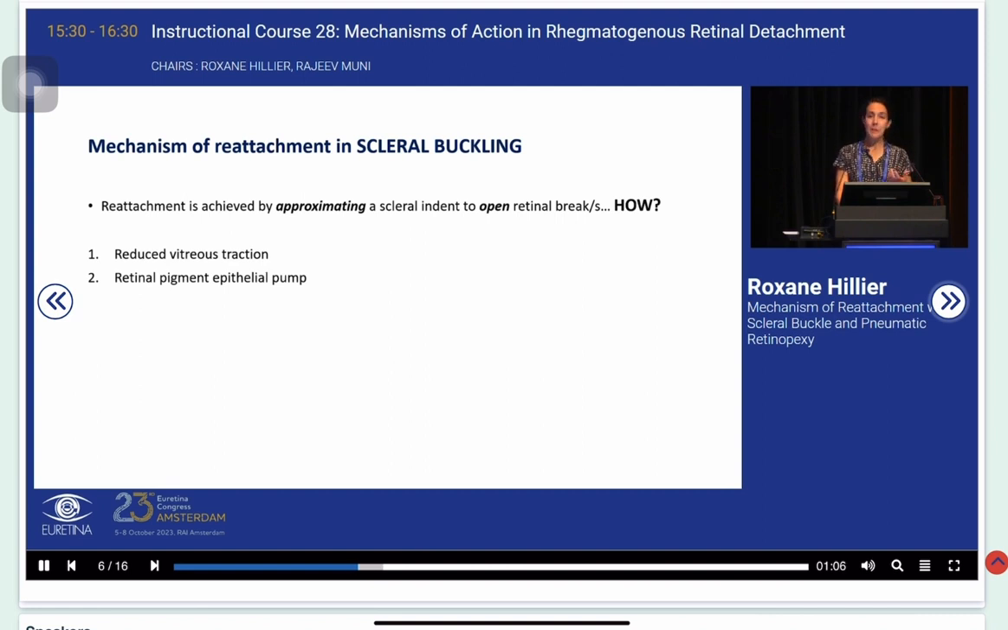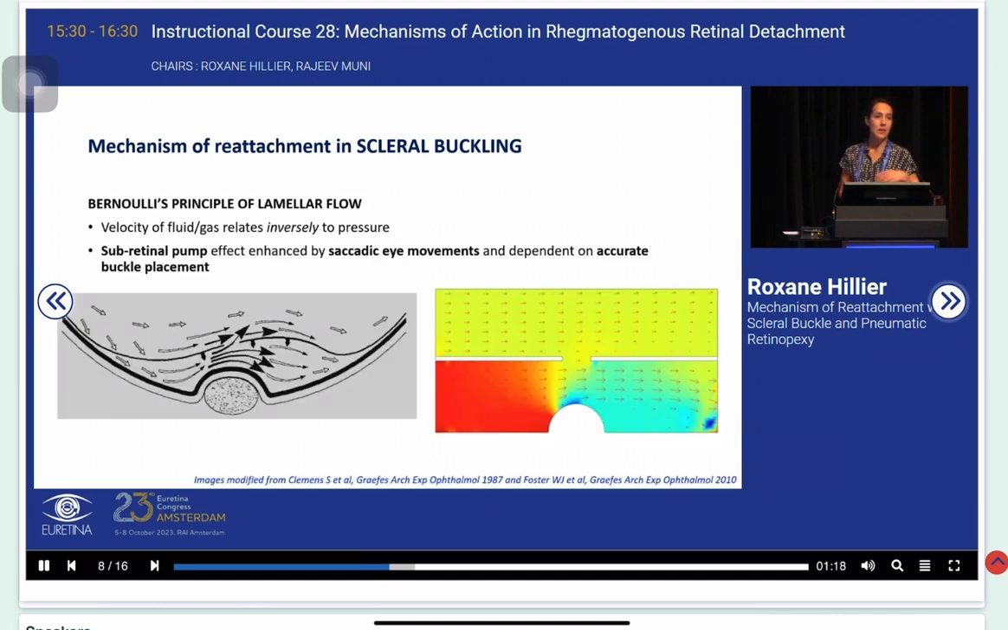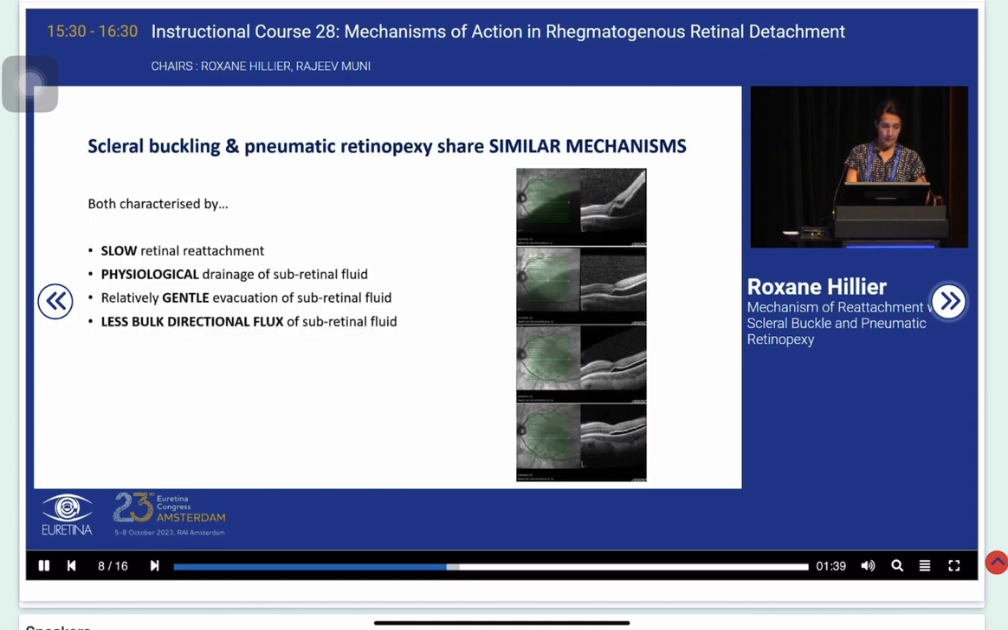Undoubtedly, the retinal pigment epithelial pump plays a role, but the bulk drainage or expulsion of subretinal fluid is a result of Bernoulli's principle of laminar flow. This is the phenomenon that's used in airplanes. It is a phenomenon whereby the velocity of the fluid traveling up the indent, particularly on saccadic eye movements, which is why after a scleral buckle we encourage a patient to mobilize, results in a localized reduction in pressure, which encourages the fluid to egress through the retinal break.